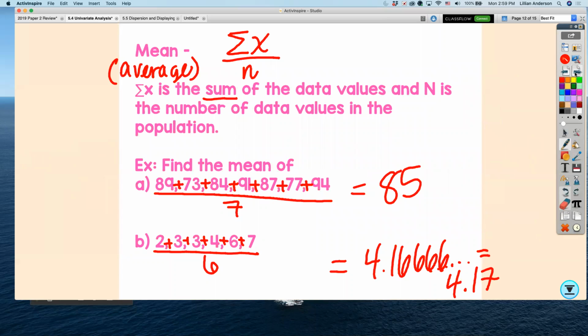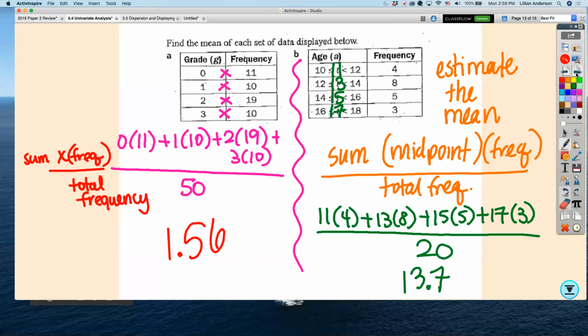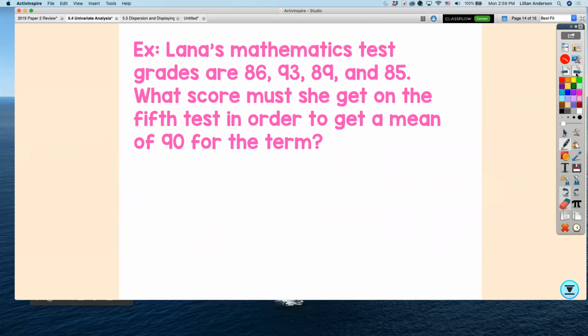Old school way, IB. This next problem, to be honest, is more so an SAT practice problem, because again, mean, median, mode is something that's covered in SAT, and I don't get an opportunity to review SAT stuff with you guys. So hey, why not? Atlanta's mathematics test grades are 86, 93, 89, and 85. What score must she get on the 5th test in order to get a mean of 90 for the term?